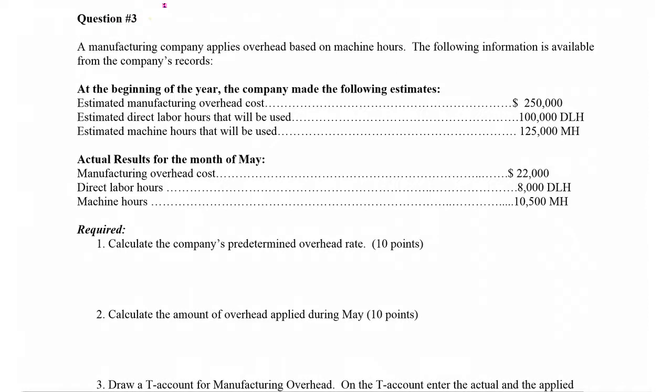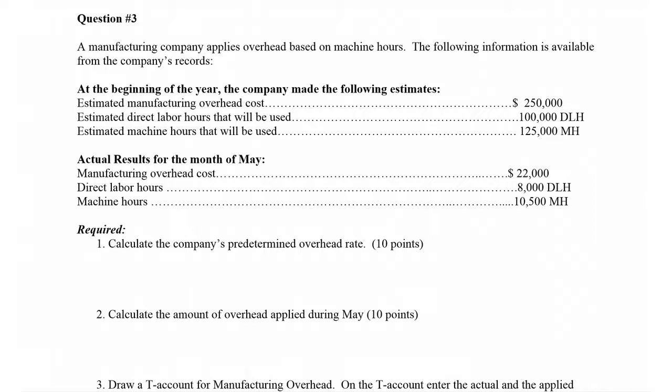Alright, so with this problem, you did a lot of this in Chapter 2. It's calculate a predetermined rate, determine how much overhead needs to be applied to the jobs, using a T account. Can you record or show where the actual overhead and where the applied overhead goes, and then determine if the amount is over or under applied. So I might try to crank through all of these one time.